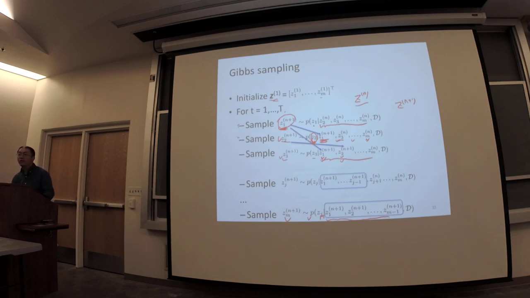Here, Z is a random vector, and each component is a scalar. How do you get the posterior from this final sample? Oh, how can I get what? Posterior of what?